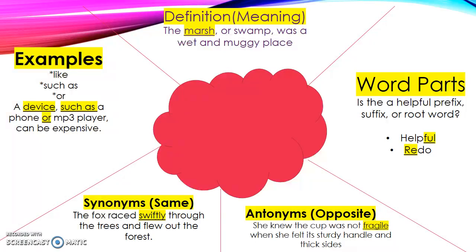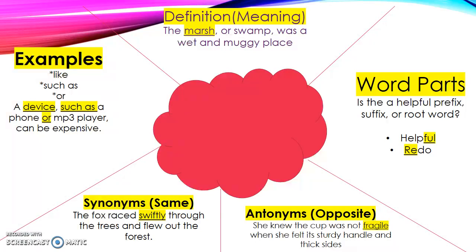Another thing we can do, we can use word parts such as suffixes and prefixes. If we have a word such as helpful or redo, we look at the ending. On helpful, we have full. So we know that we help a lot. And also on redo, we have the prefix re, which means to do again. So we know that redo means that we have to do whatever task is being listed over again.